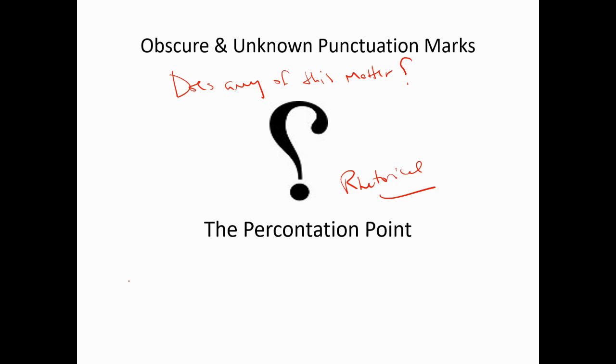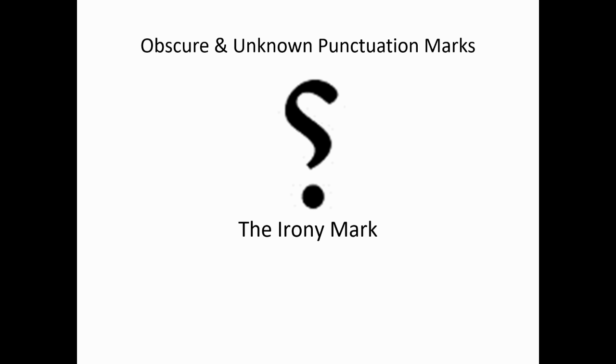rhetorical. And therefore, we call it the percontation or the rhetorical question mark. So it's a backwards question mark at the end of a question that you don't want an answer for. That was pretty cool. I'm not sure why this one never took off, but I think you should bring it back. Now, similar to this is what we call the irony mark.